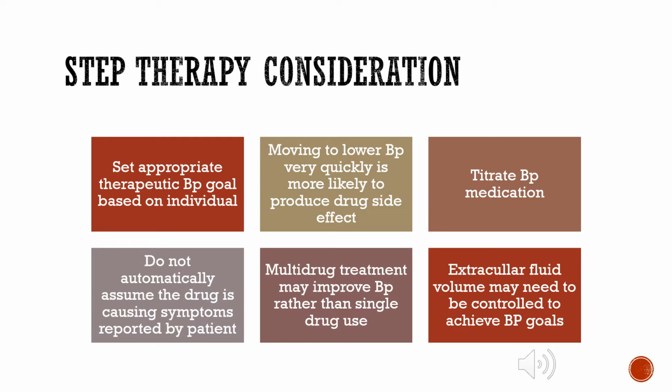When a patient is coming to the office, we have to consider many things. First of all, when we're setting blood pressure goal, we're setting it based on the individual. We want to make sure that they're able to follow through with their goal. And when we're lowering blood pressure, we want to make sure that we're not lowering the blood pressure very quickly, because it can produce other effects. And we also want to titrate medication. So if we're getting patients off medication, we want to make sure we're titrating that.